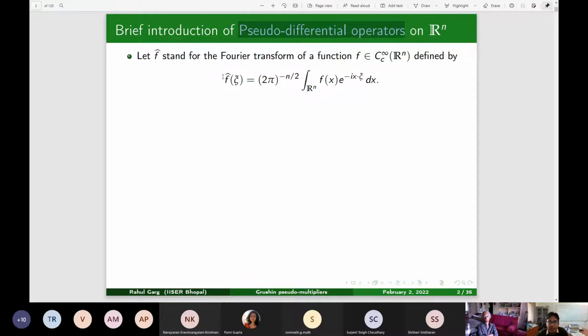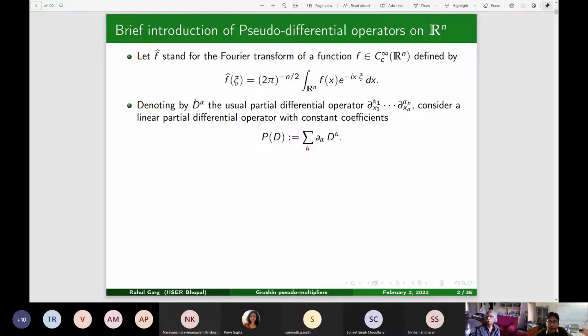So as usual, let's define the Fourier transform of a nice function, let's say C_c^infinity on R^n, in the usual way, integrating the function against the unit characters. I will denote by D^alpha the usual partial differential operator in R^n, where alpha denotes the multi-index. And consider a partial differential operator with constant coefficients. Okay, so this is a finite sum, even if it is not written.